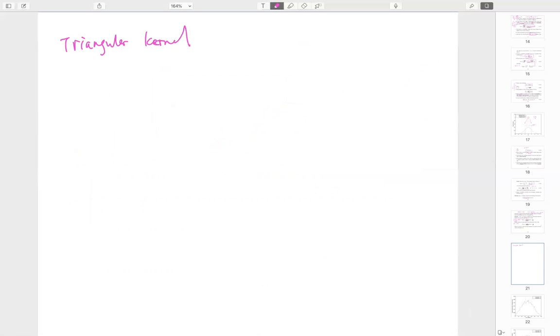Triangular kernel, okay? First of all, we need to identify the points. Those are the same, okay? And then the first value is 8.5. What do we have?